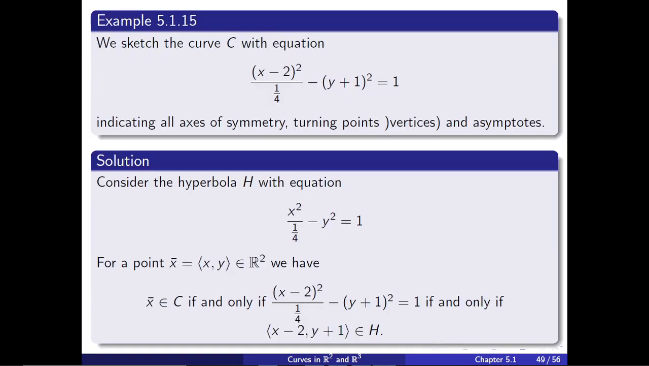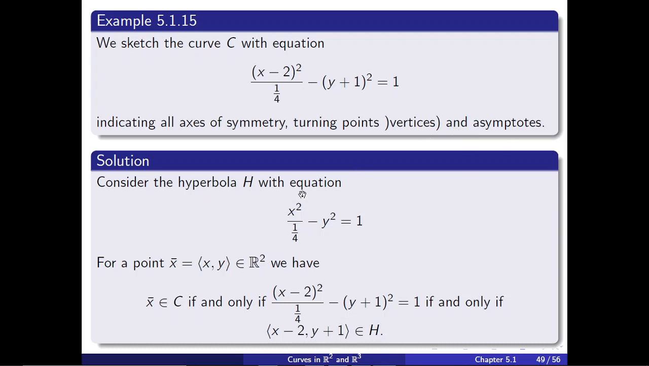So we're going to look at an example, and then that will be it for this video. We sketch the curve C with equation (x minus 2) squared over a quarter, minus (y plus 1) squared, is equal to 1. And then we want to indicate all axes of symmetry, turning points, vertices, and asymptotes.